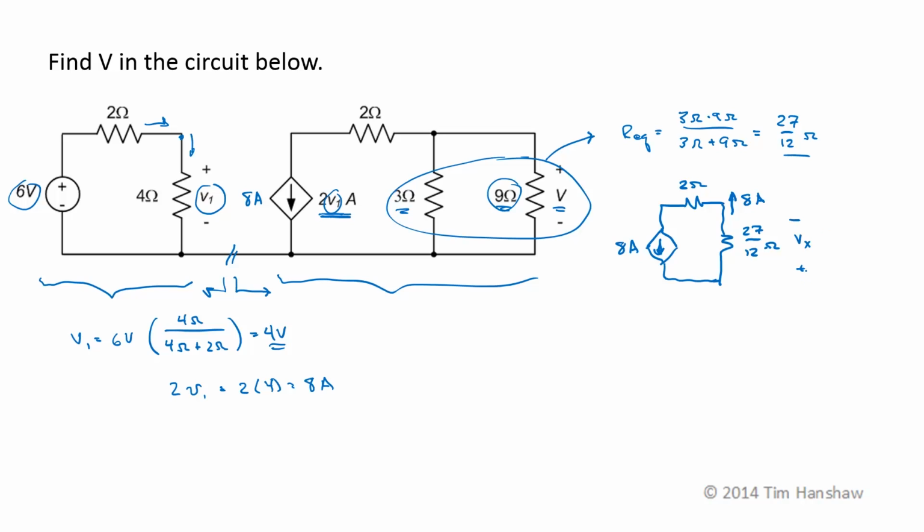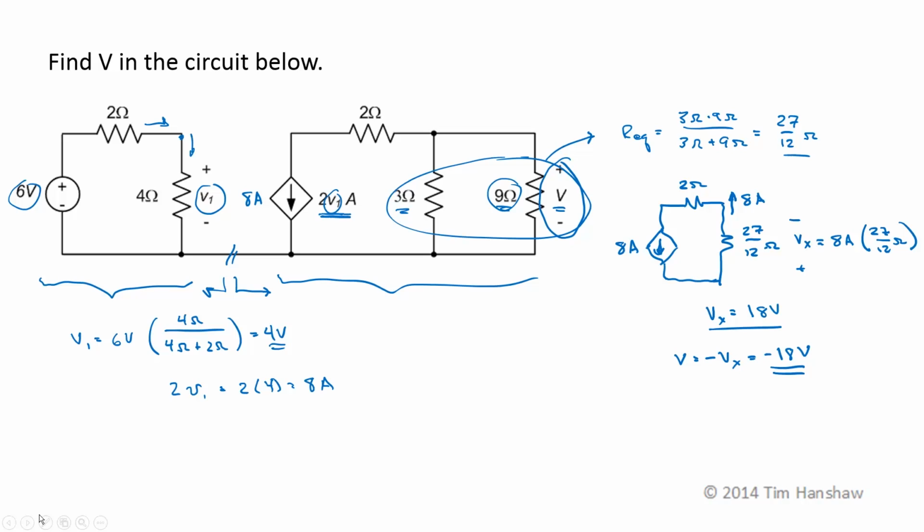8 amps is entering the positive terminal, so this just becomes, by Ohm's law, 8 amps times 27 over 12 ohms. So V sub x is, let's see, 8 over 12 is 2/3 times 27 is 2 times 9, or 18 volts. But V sub x has the opposite polarity as that defined for V, so V is just equal to minus V sub x, which is negative 18 volts.